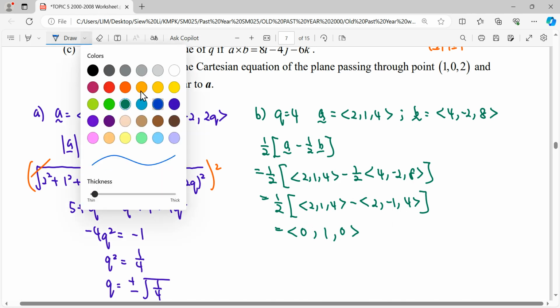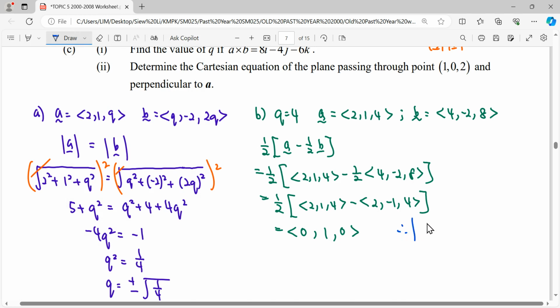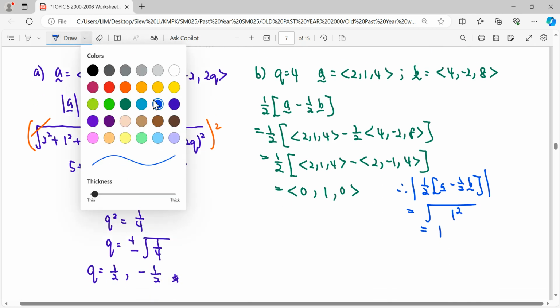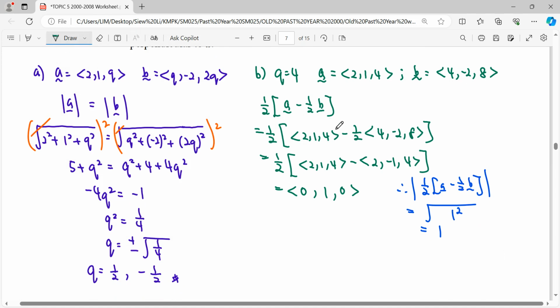And then the magnitude. The magnitude of 1 over 2 vector A minus 1 over 2 vector B will be the square root of x squared plus y squared plus z squared, so equivalent to 1 squared, which is 1. Then we continue finding the magnitude of vector B. That is 4 squared, negative 2 squared, and 8 squared, which gives us square root 84.